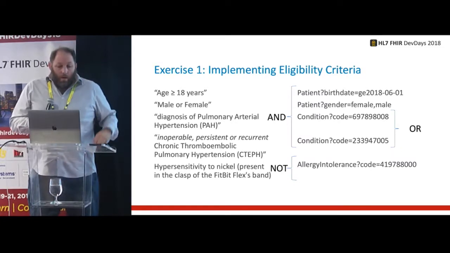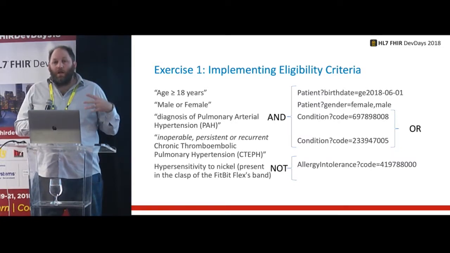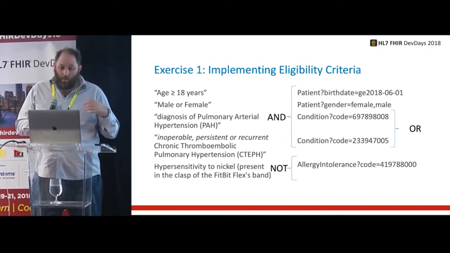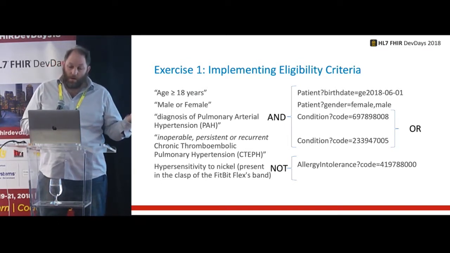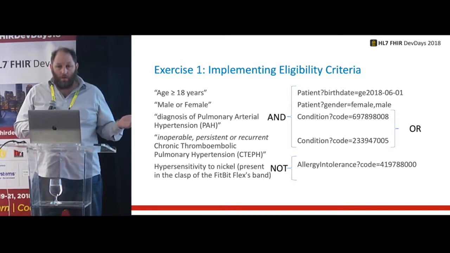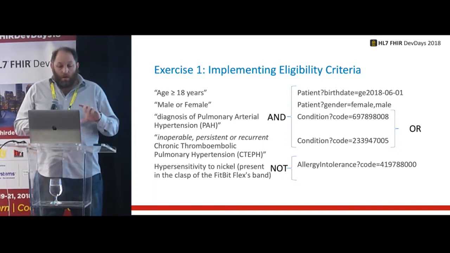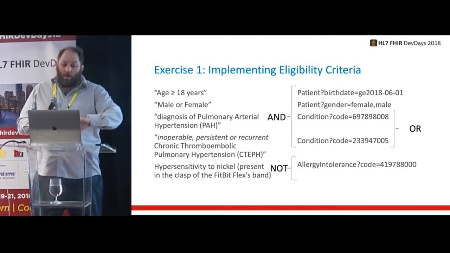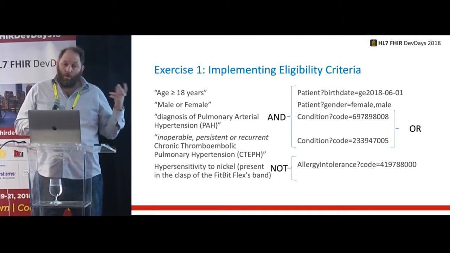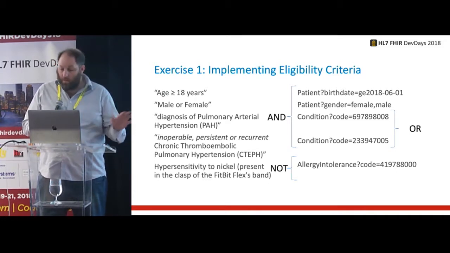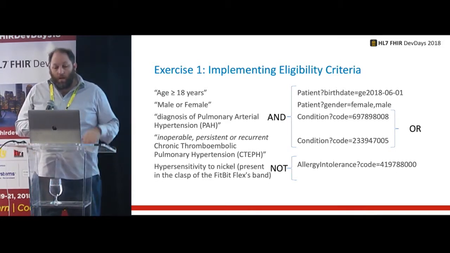So I've just taken a selection here and turned them into queries. They are quite simplistic themselves, but we have a case here, age greater than 18 years. Obviously we can do a query on the patient resource. Male or female, same sort of thing. The condition, one or other. They're talking about one of these things. I think it's probably exclusive, or I don't know if you can have these two things at the same time. I'm not a clinician. And then a not.